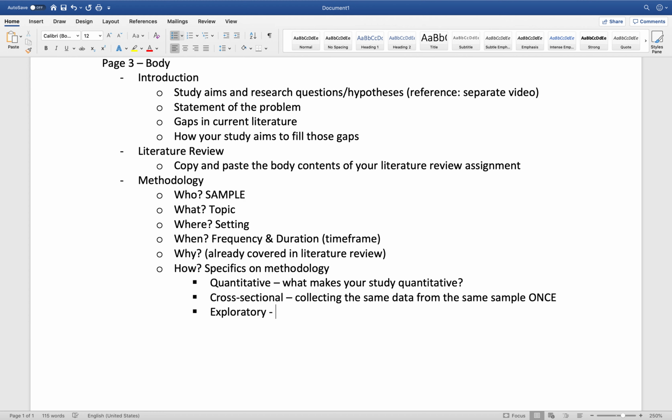there are gaps in literature, right? So since there are gaps in literature, it's because there are gaps in literature. So why is your study exploratory? It's because there are gaps in literature.